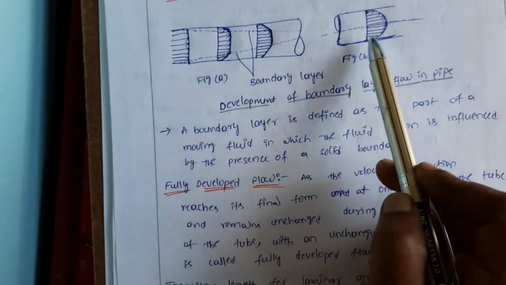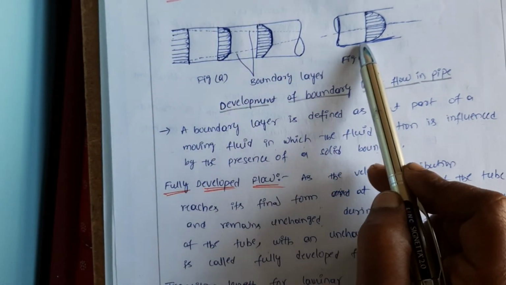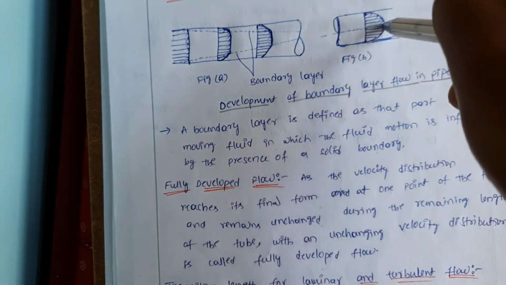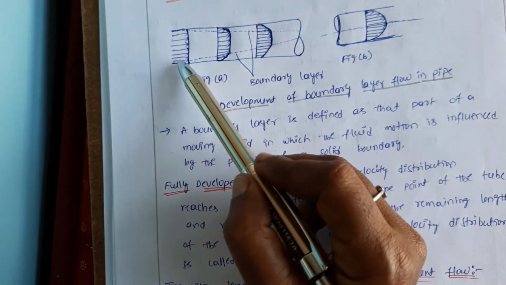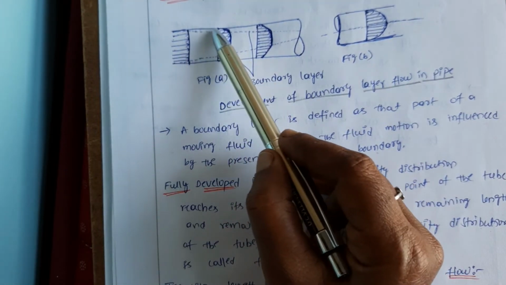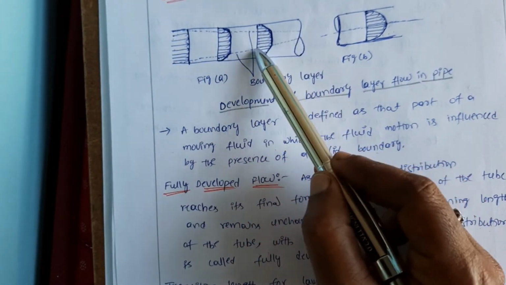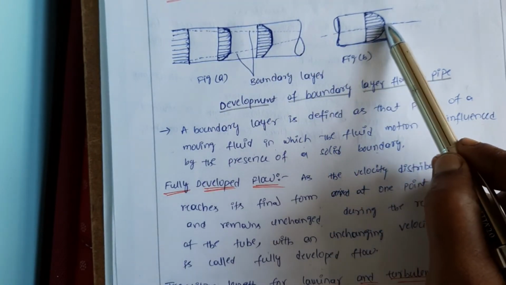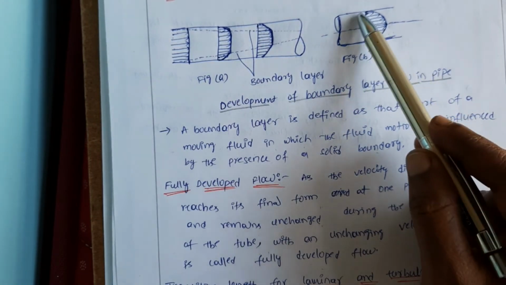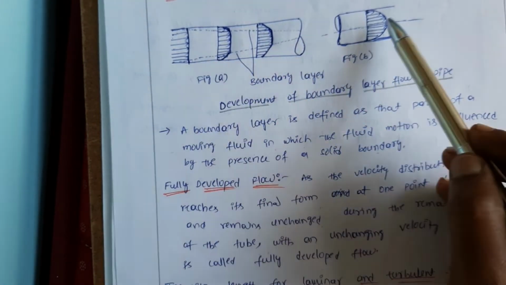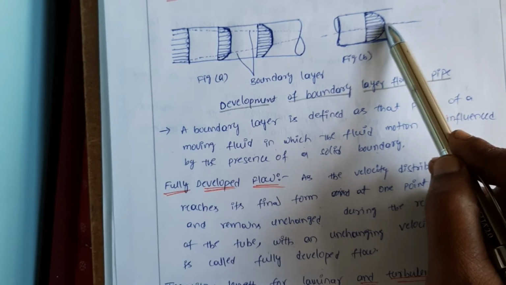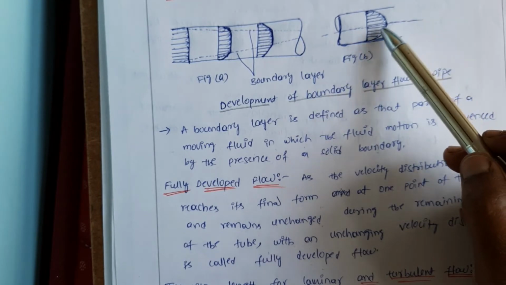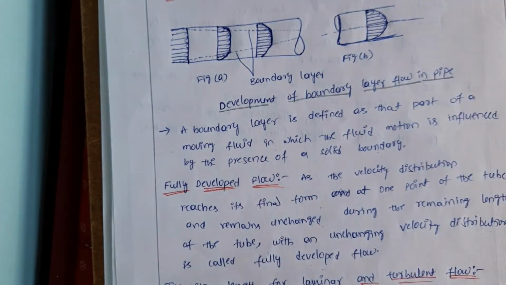from this point to this point, this much length is required for the boundary layer to reach the center. This is the starting point and the thickness of the boundary layer keeps on increasing and it reaches the center here. Whatever the length of the tube necessary for the boundary layer to reach the center of the tube, that is called the transition length. It varies for laminar flow and turbulent flow. How it varies we will see.